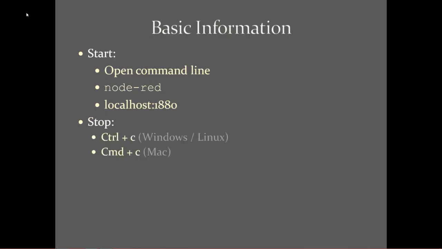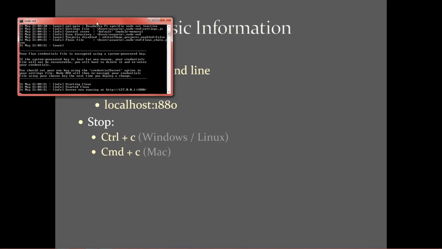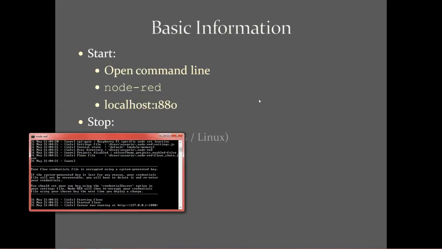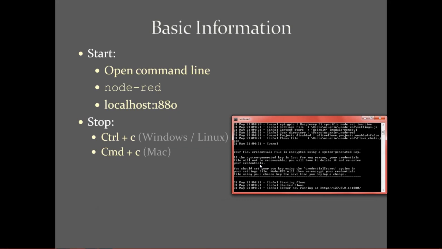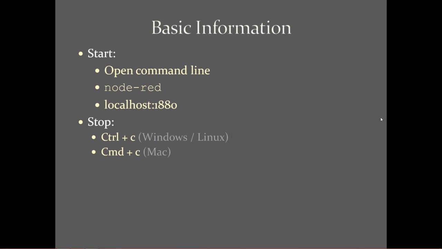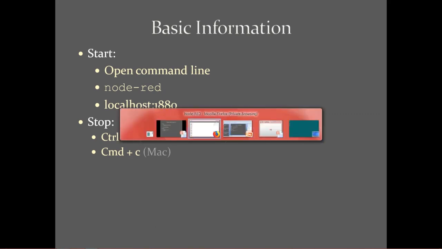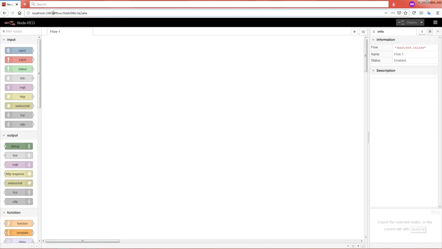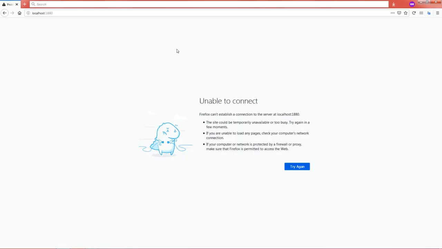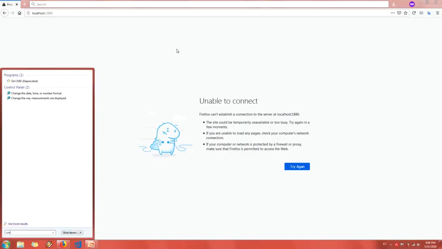If we want to stop Node-RED, it won't stop just by closing the browser. We will need to close the command line. As long as this command line is open, Node-RED will be working. If you want to stop Node-RED, you can simply press Ctrl+C if you're on a Windows or a Linux machine, or Command+C if you're on a Mac. Or if you forget about this, you just click here and close it. If you close that window, you will see that Node-RED will not work anymore. So let's go back and open it again.